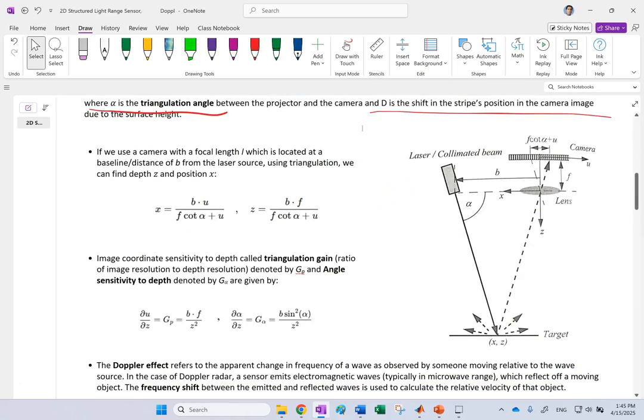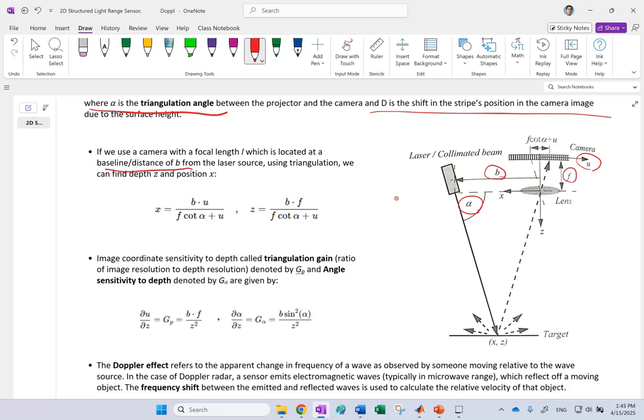Now, if you look at the 2D version of it, as I said, the distance between the center of the laser pointer and the lens of the camera, you call it baseline B. U here is this position of the pixel measured from the center. F is the focal length of the camera. Alpha is the triangulation angle.